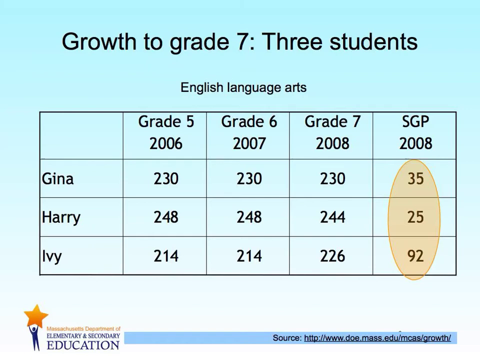Ivy, on the other hand, who entered grade 6 with a score of 214 and finished with 226 in grade 7, actually was at 92% growth, which is at the very high end of the growth percentage. Whether we're looking at individual scores, school-wide scores, or district scores, student growth should play a large factor in how we look at schools.